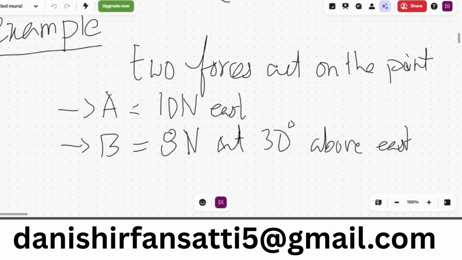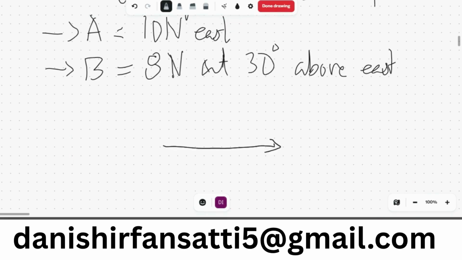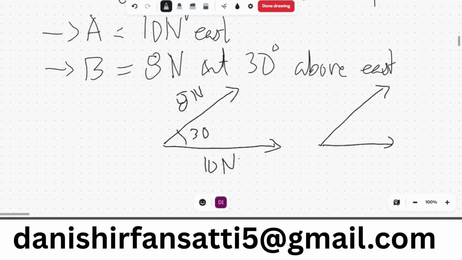In this example, two forces act on a point. One is 10 Newton east and another one is 8 Newton at 30 degrees above the east. So east is 10 Newton, and the other force is 8 Newton at 30 degrees. First thing we are going to do is make two components for the 8 Newton force at 30 degrees.